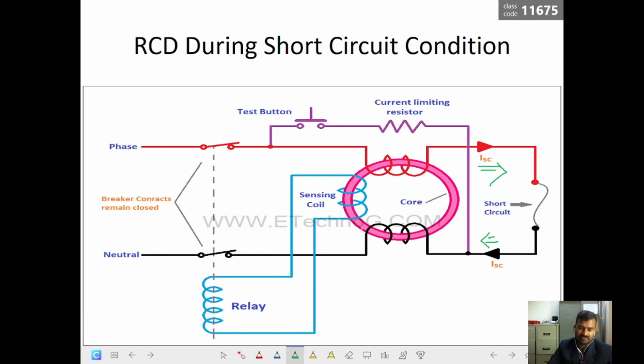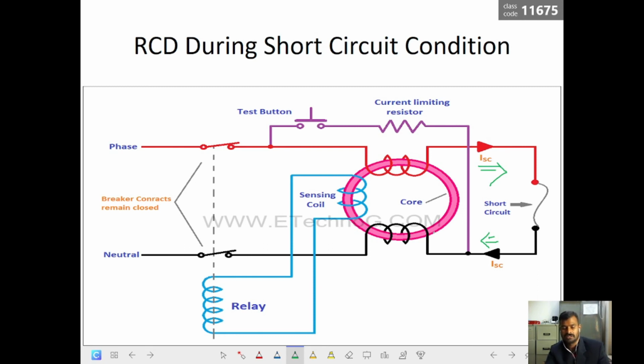Again the net result will be 0, the sensing coil will not sense, and then obviously the relay is not going to open. So by this, what we can conclude, the RCD is not going to open during short circuit and overload condition unless the fault happens and the current leaks to the external body. If the fault current is circulating in the circuit, when the line and neutral have the same amount of current, for sure the RCD is not going to open the circuit.